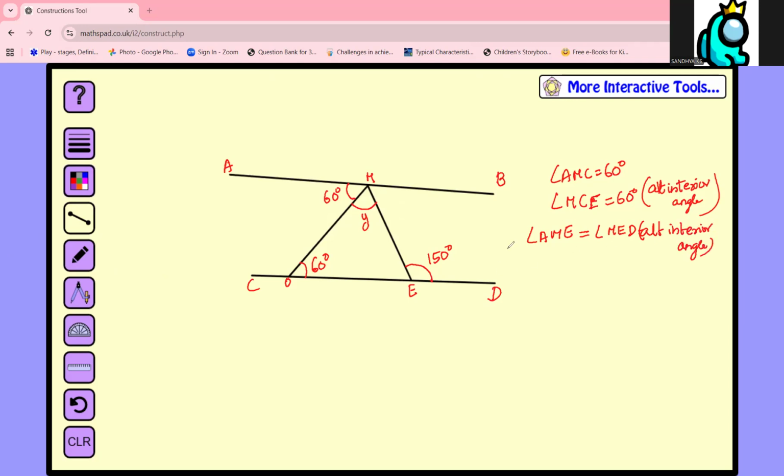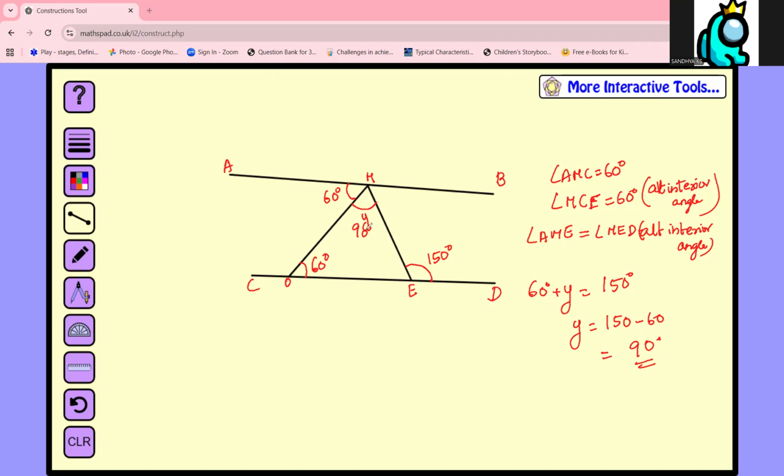So we can understand what angle AME is. Angle AME is divided into two parts. One is 60 degrees plus Y. Both of them together become AME. That is equal to 150 degrees. From that we can find Y: 150 degrees minus 60 degrees. That is 15 minus 6, 9, so it will be 90 degrees. Okay, so Y will be 90 degrees.